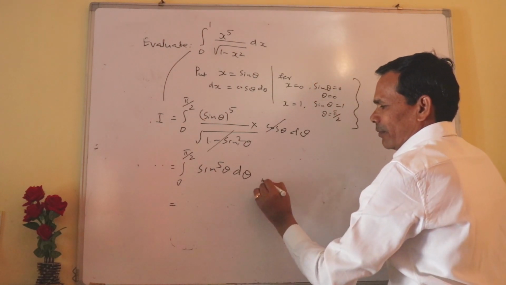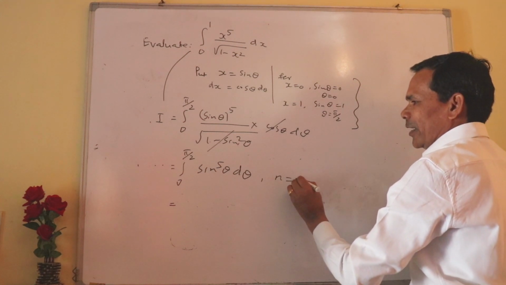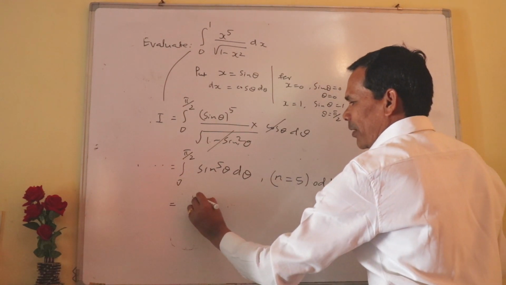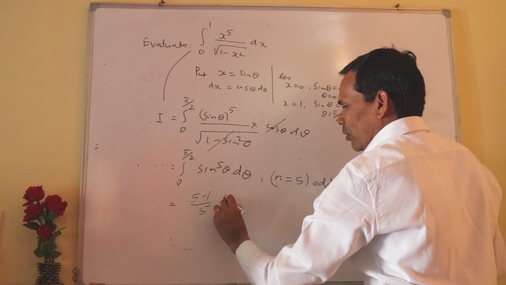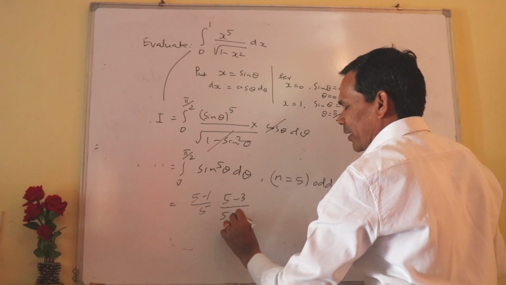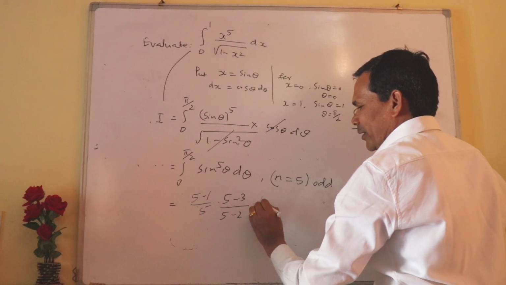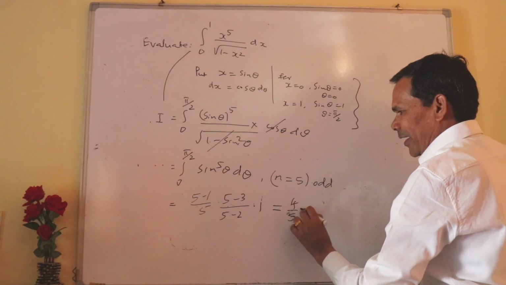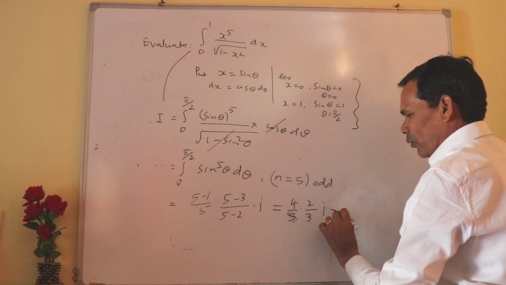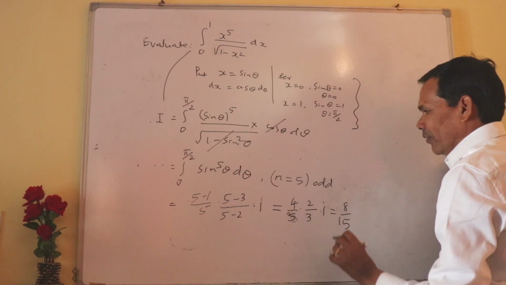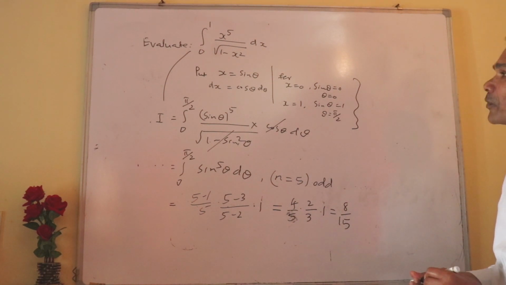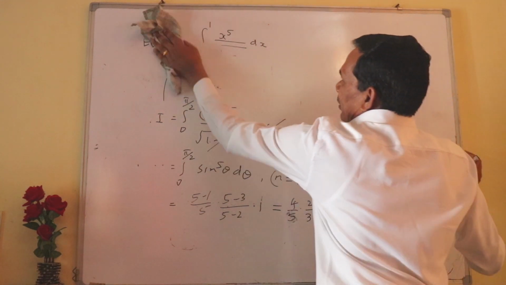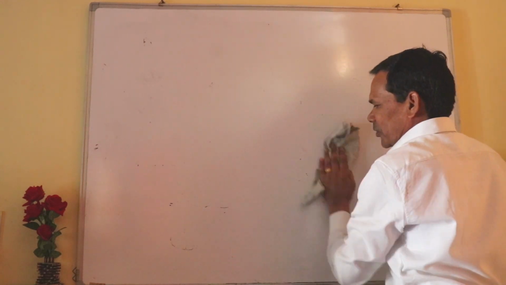So we can find the value of this by the earlier formula I told you. n is equal to 5, an odd positive integer. So we apply the formula: 5 minus 1 upon 5, 5 minus 3 upon 5 minus 2, and so on, so you get 4 by 5 multiplied by 2 by 3 multiplied by 1, so 8 by 15 is the value of this particular integral. This is the way the values of integrals of this particular form will be obtained.